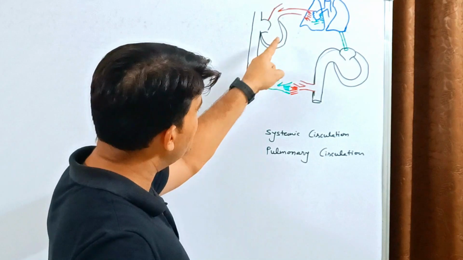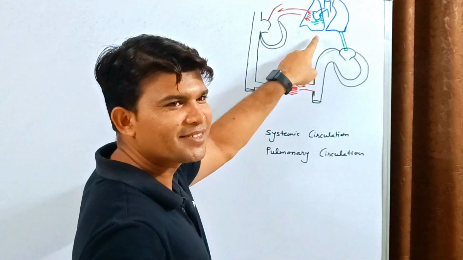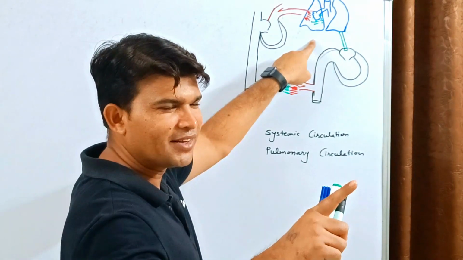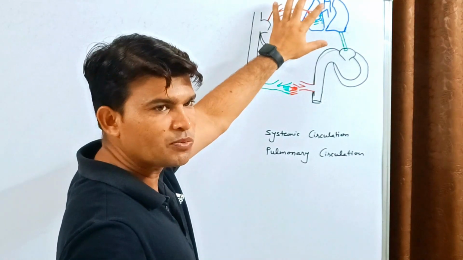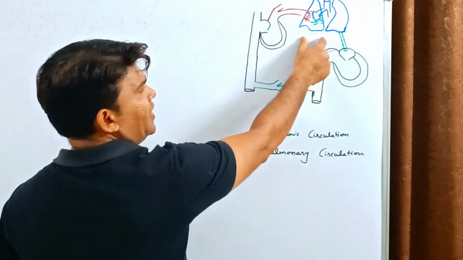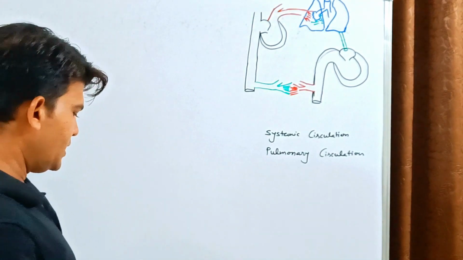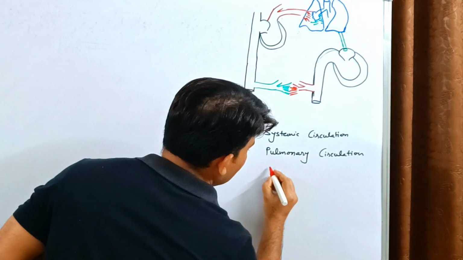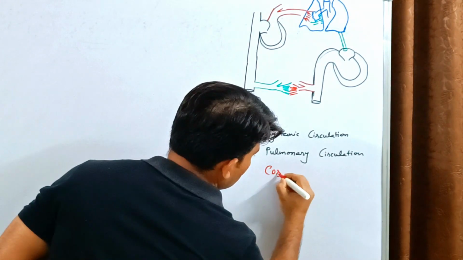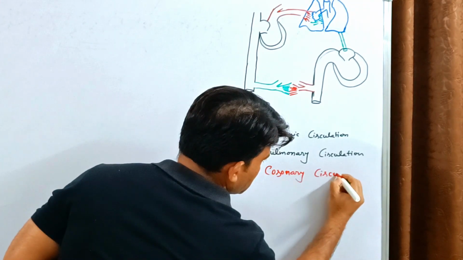And the circulation from right heart to left heart, which is only nourishing and providing blood to the lungs or respiratory system, that small and low pressure system is called pulmonary microcirculation. And then we are coming to the coronary circulation that we are going to discuss today in detail.